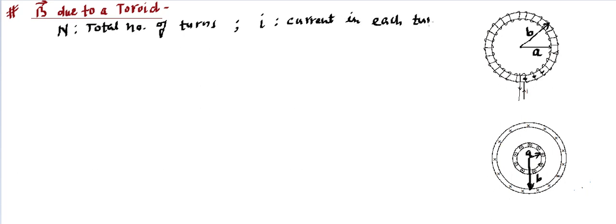So after knowing these two terms, we can find the magnetic field due to this toroid. When you look at this toroid, you'll find there are going to be certain zones we need to talk about.